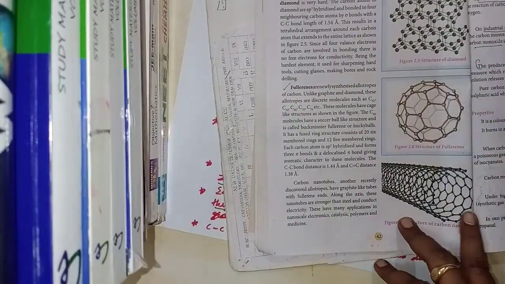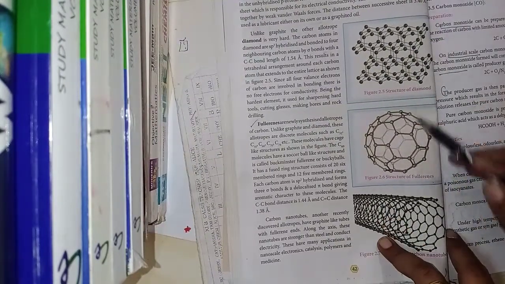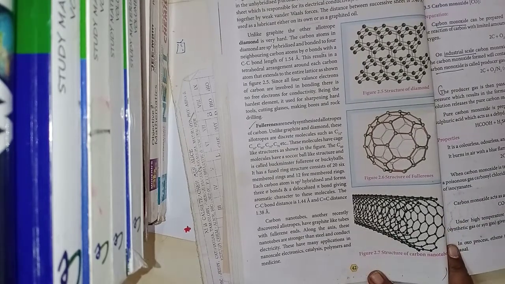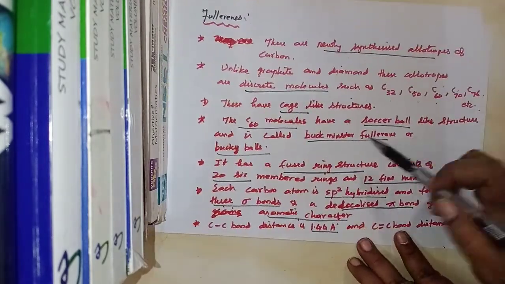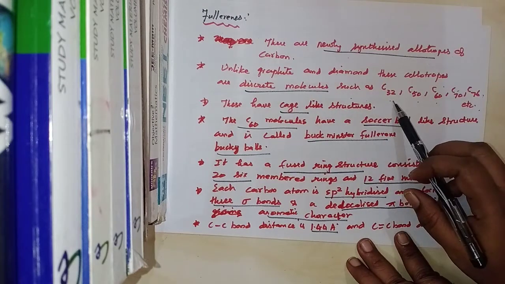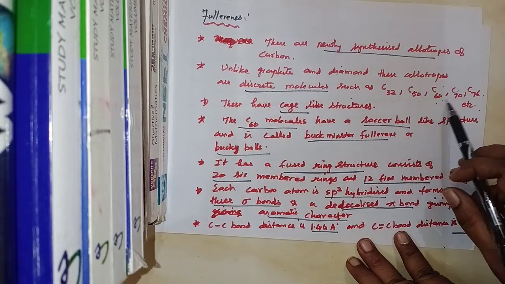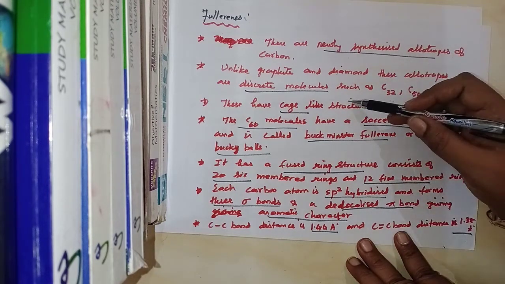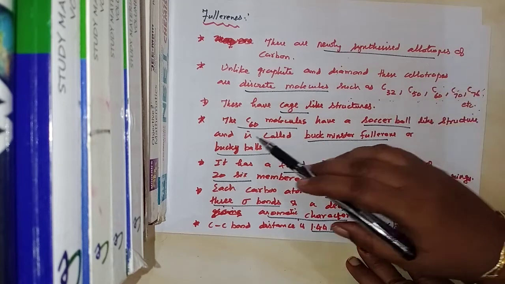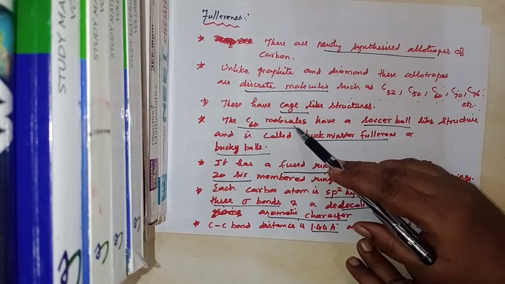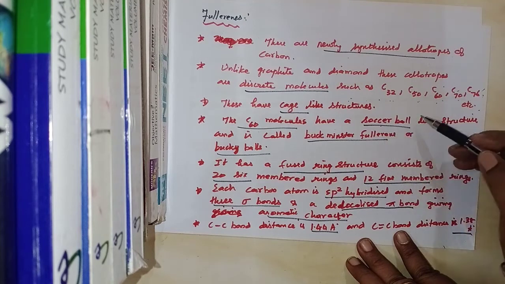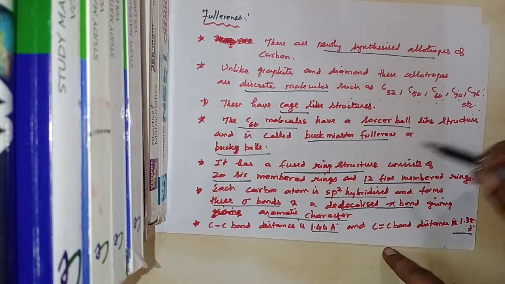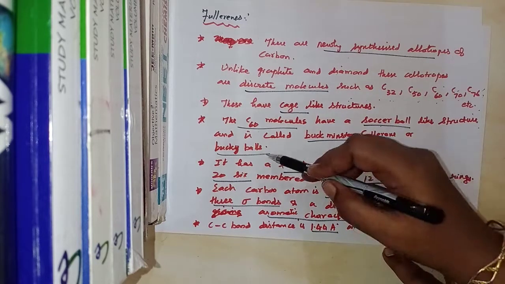This is the structure of diamond, and next is fullerenes. These are discrete molecules: C32, C50, C60, C70, C76, etc. They are cage-like, ball-like structures. The C60 molecule is a ball, like a basketball, with the same kind of structure. It is called Buckminsterfullerene or buckyball.